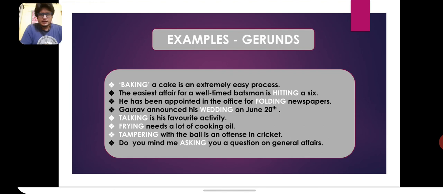Okay, fifth example. Talking is his favorite activity. Frying needs a lot of cooking oil. Tampering with the ball is an offense in cricket. Do you mind me asking you a question on general affairs? So these are all examples of gerunds. Now, what are gerunds? The present participle forms of verbs that are actually used as nouns and, of course, not as verbs. It's very simple to understand.